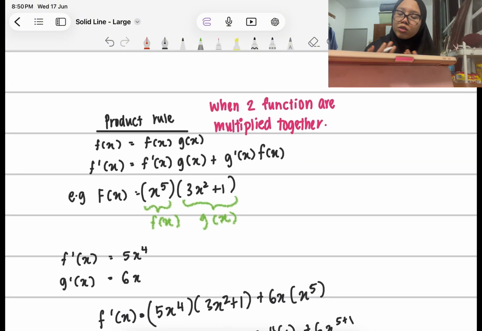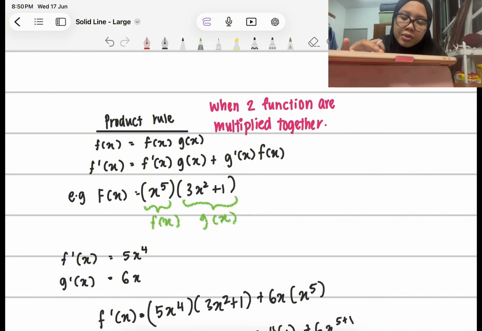Next, we have the product rule. The product rule happens when two functions are multiplied together. For example, I have here f(x) equals to f(x) times g(x), and then we have to multiply it together, and then we have f prime x equal to f prime x times g(x) plus g prime x times f(x).